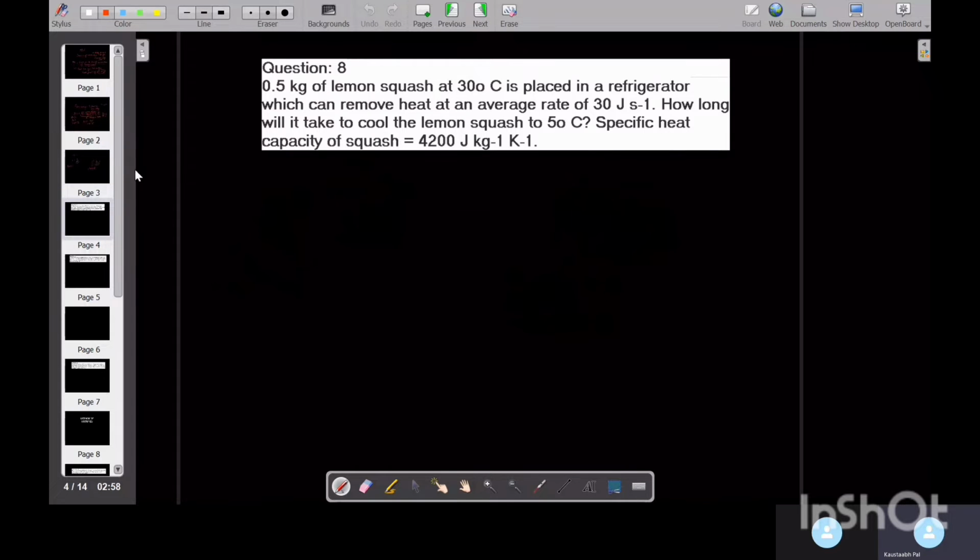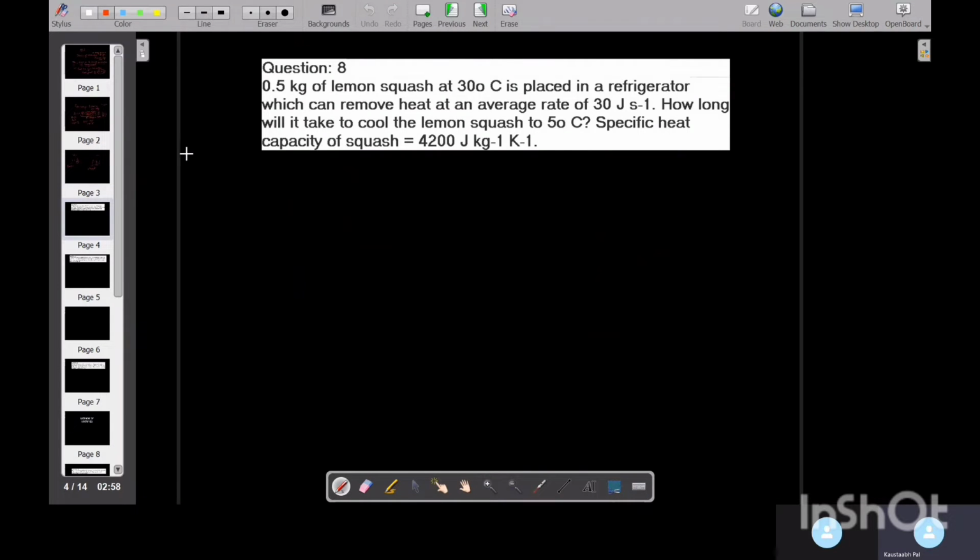So with this formula and everything, let us move on to the first sum. Now I have taken the sums from the back of your exercise book only, and later on I will add more sums. Okay. So if you go to the numericals, question number 8, you can see what they're writing. 0.5 kg of lemon squash at 30 degrees Celsius is placed in a refrigerator, which can remove heat at an average rate of 30 joule per second. How long will it take to cool the squash to 5 degrees Celsius?